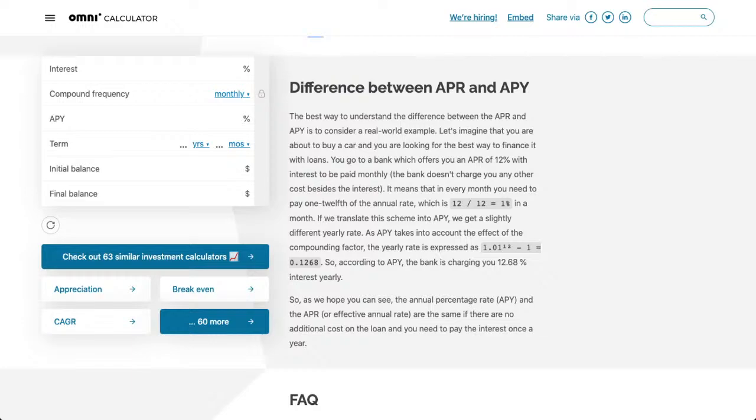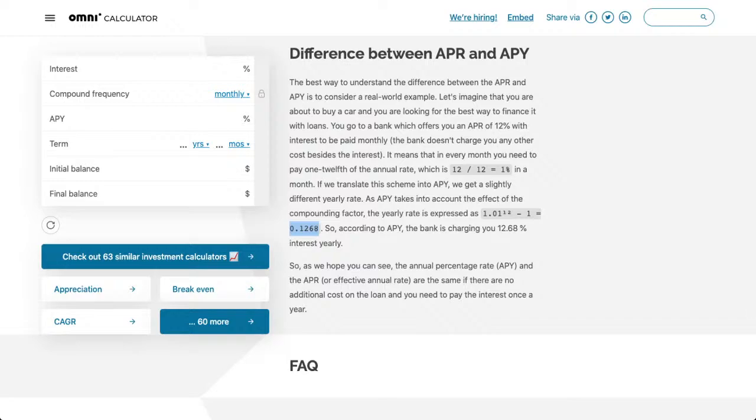We translate this scheme into APY. We get a slightly different yearly rate, as APY takes into account the effect of compounding. The yearly rate is expressed as 1.01 to the power of 12 months, minus 1, which equals 0.1268. So according to APY, the bank is charging you 12.68%. That's just multiplied by 100, which gives the yearly interest rate.